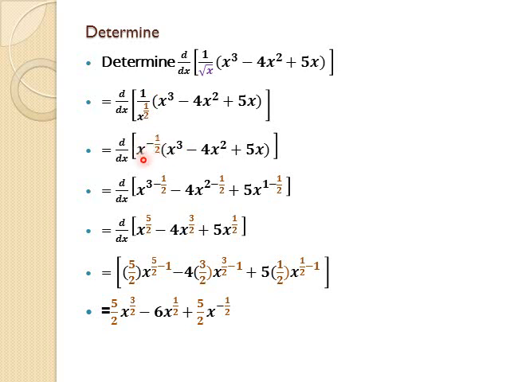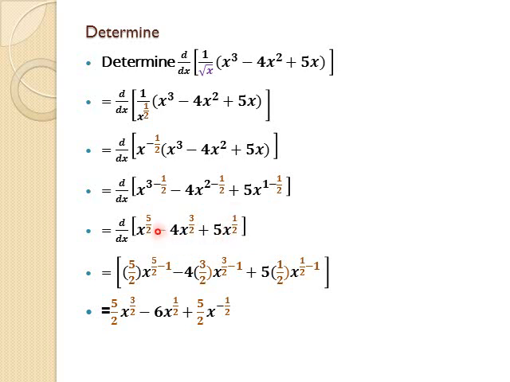So when I multiply and the bases are the same, I'm simply going to add the exponents. So x to the negative half times x cubed is simply going to become 3 minus half. Positive times negative stays negative. x to the negative half times 4x squared would simply become 2 minus half. Positive times positive stays positive. 5 times 1 stays 5. And there 1 minus the half. So 3 minus half would give me 5 over 2. There 2 minus half would give me 3 over 2. And 1 minus half would give me 1 over 2.